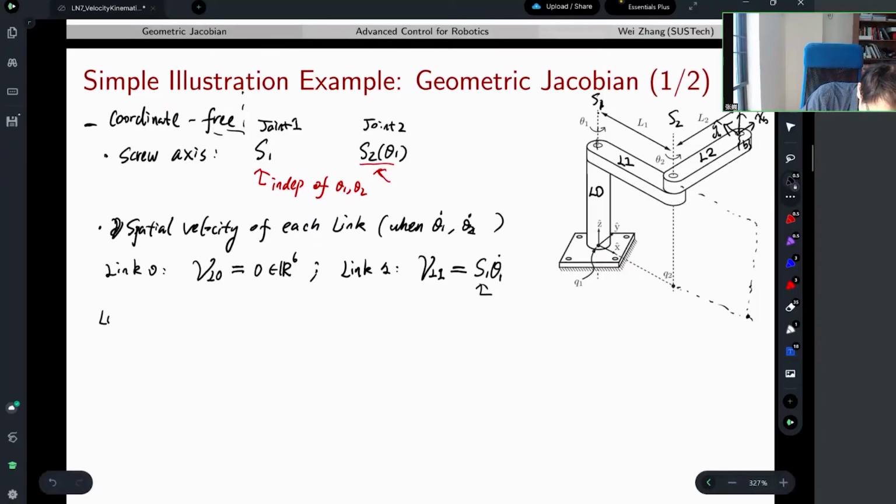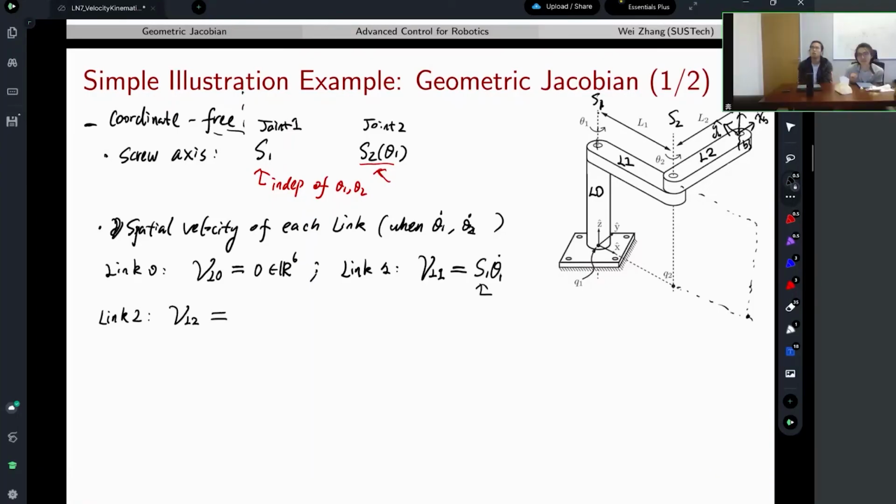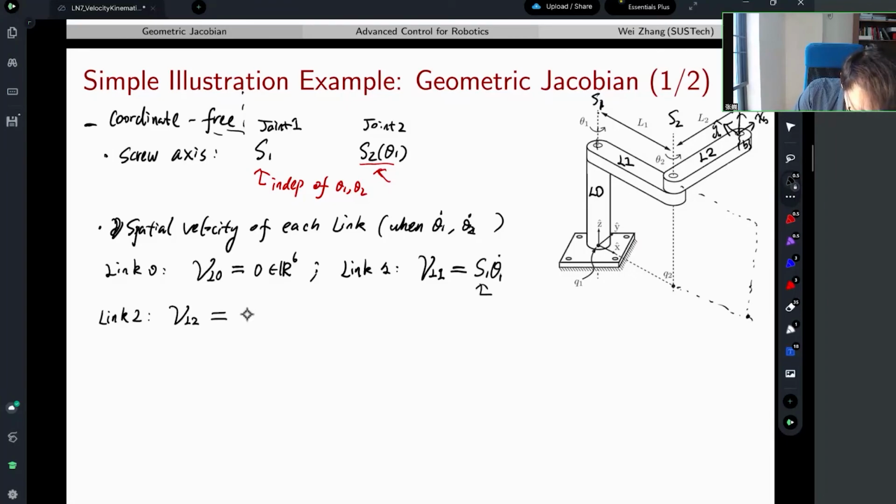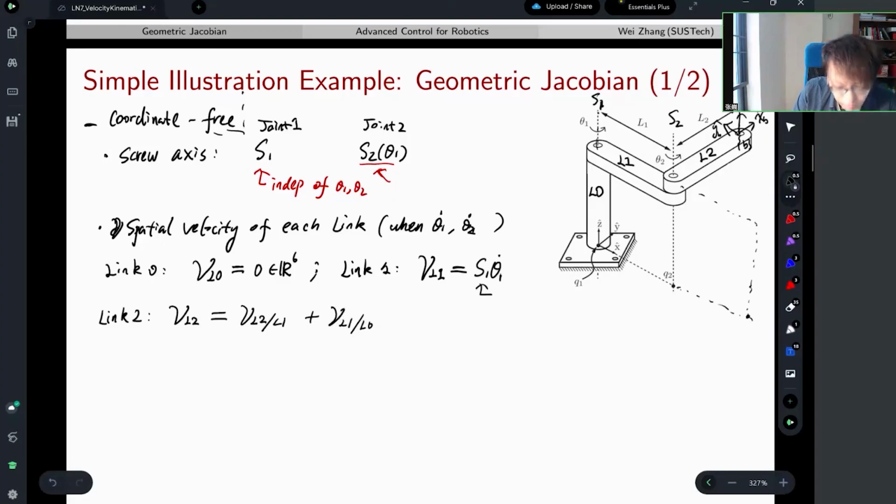I hope that's okay. Then I'm going to ask Liuben again. What about link 2's velocity? Yeah, it depends on theta, and it's the geometric Jacobian. Okay, let's do that coordinate free with some high school physics. Link 2's velocity is link 2's velocity relative to link 1 plus link 1's velocity relative to link 0. Link 0 is something that doesn't change, right?